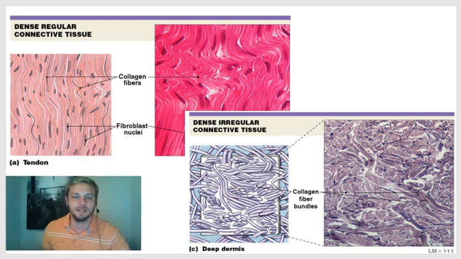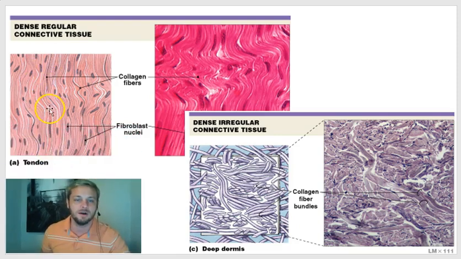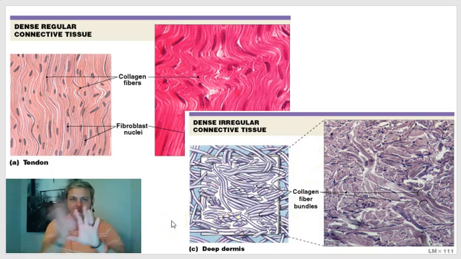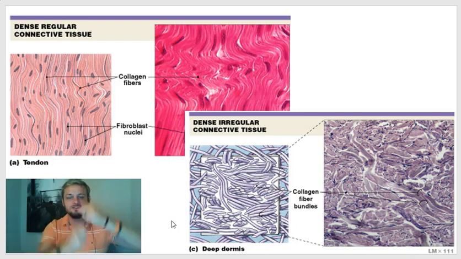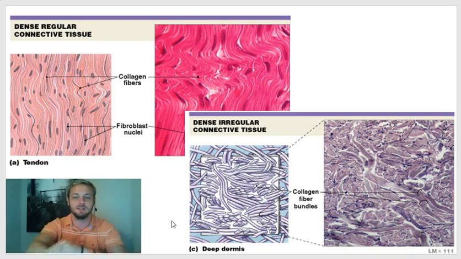So here we're looking at your dense regular as a drawing and all these collagen fibers. Here you can see the fibroblast interspaced in here, versus your dense irregular. Here you can see one long collagen fiber, but a lot of these are cut in half. I love this picture. It really shows how those collagen fibers go a bunch of different directions, which allows this tissue type to handle being stretched in a bunch of different directions. So if you think about your skin, it can stretch in a bunch of different directions and not rip and tear.